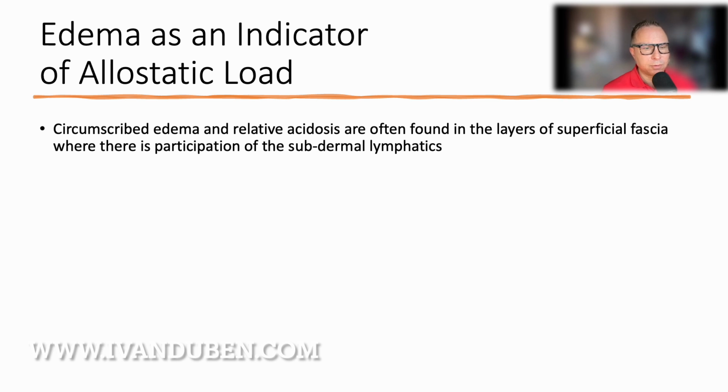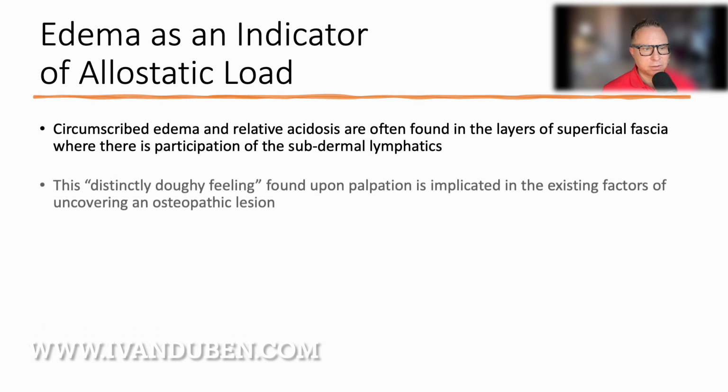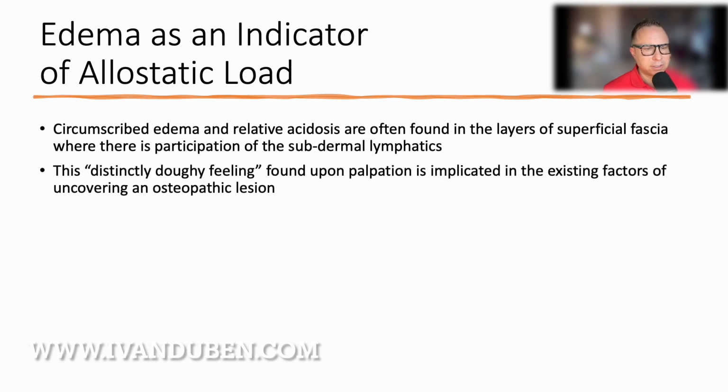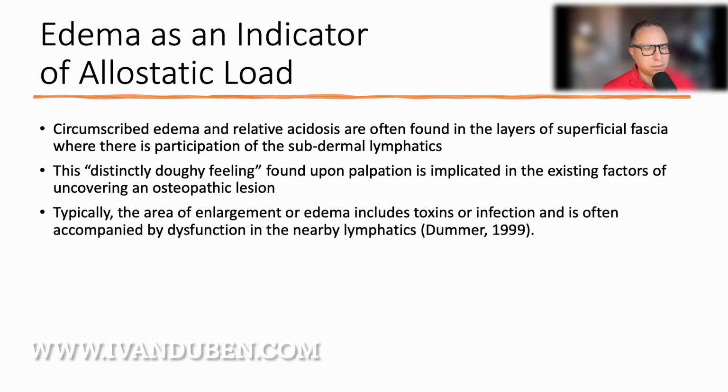Circumscribed edema and relative acidosis are often found in the layers of superficial fascia, where there is participation of the subdermal lymphatics. This distinctly doughy feeling, found upon palpation, is implicated in the existing factors of uncovering an osteopathic lesion. Typically, the area of enlargement or edema includes toxins or infection, and it is often accompanied by dysfunction in the nearby lymphatics, and that's coming from osteopath Tom Dummer.